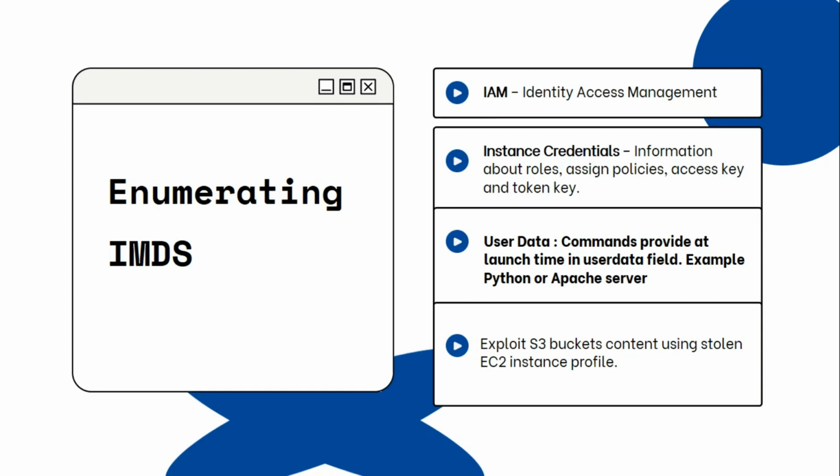The third most important part is user data. AWS user data is a set of commands you can provide to an instance at launch time. For example, if you are launching an EC2 instance and want Python or Apache installed on the newly launched EC2, you can provide a set of bash commands in the user data field of the AWS configuration page. After launching the EC2, it will be installed automatically as mentioned in the bash file. Whatever software you have mentioned in the bash file will be installed automatically.